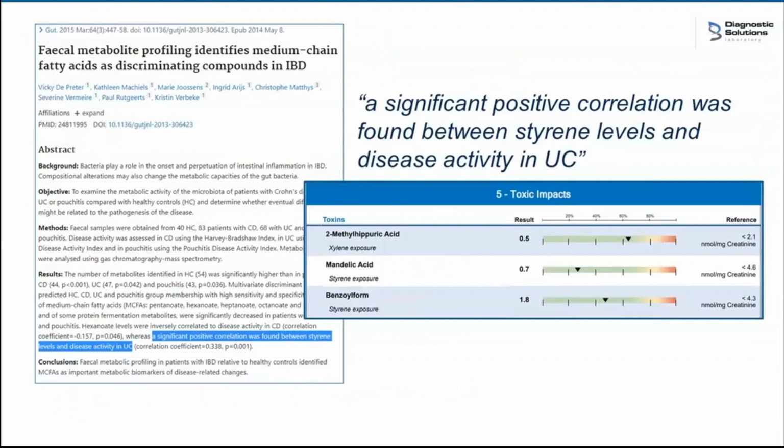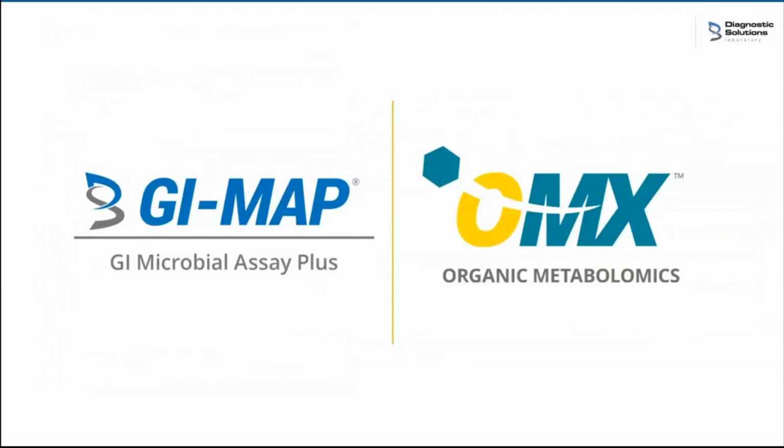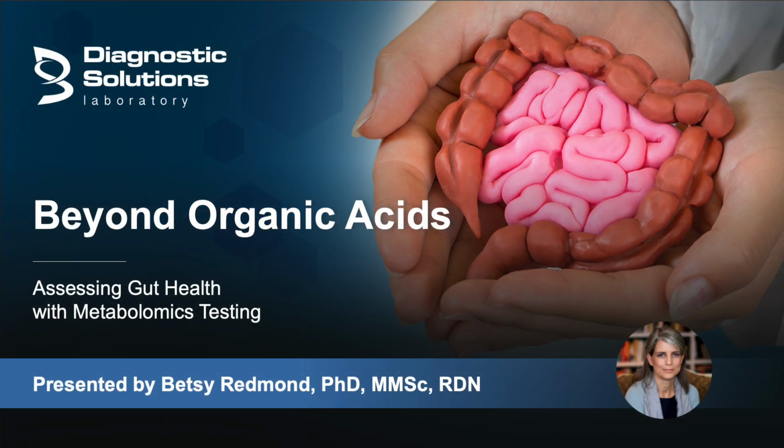So this is my last slide: there was a significant positive correlation found between styrene levels and disease activity in ulcerative colitis. And the point really is there's not much that you're being exposed to that isn't also impacting the activity of the gut microbiome in some way. So that is the end of my presentation, and I'd be ready for any questions if there are any.